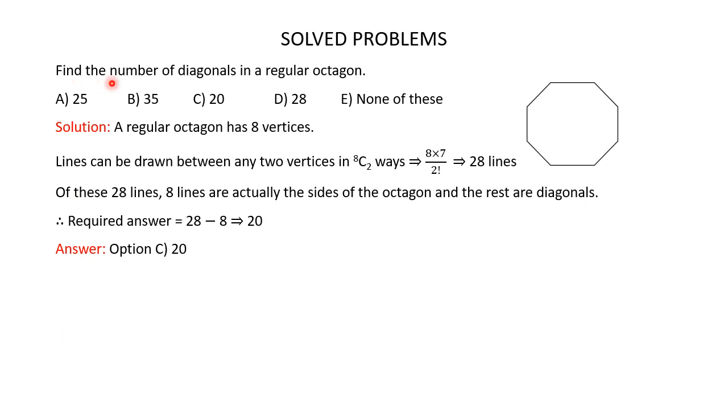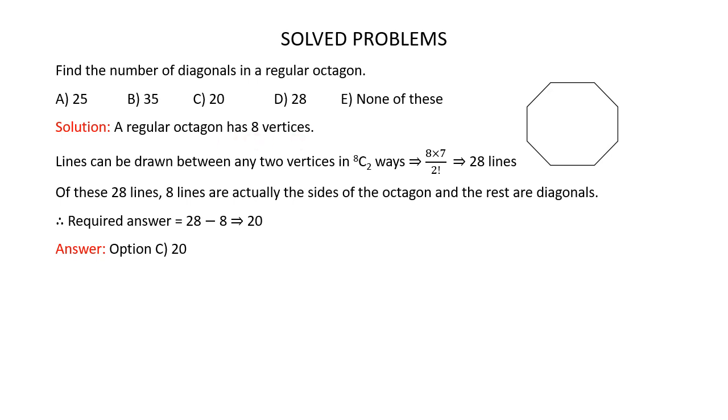Find the number of diagonals in a regular octagon. Here you are given 5 options and you have to find out which of these options is the correct one. Now as you can see in this octagon, there are 8 sides. Also there are 8 vertices. So a regular octagon has 8 vertices.